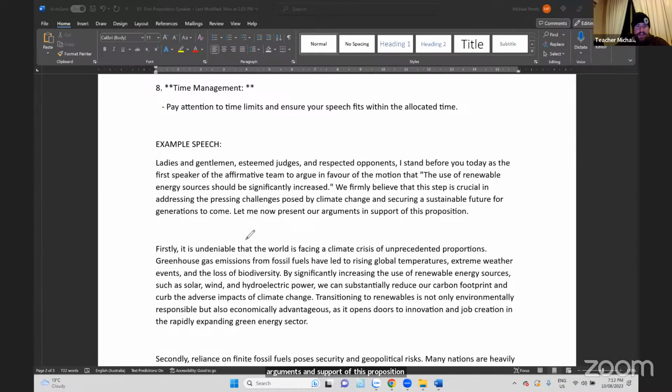Let me now present our arguments in support of this proposition. Oh, sweet, I can annotate. So yeah, very messily though. So let me now present our arguments in support of this proposition. We're being very, very, very obvious with everything.